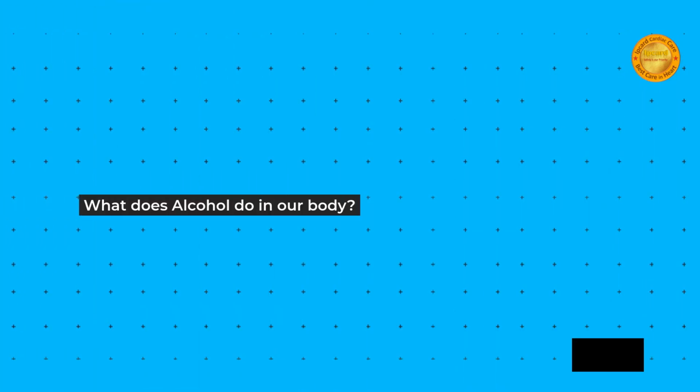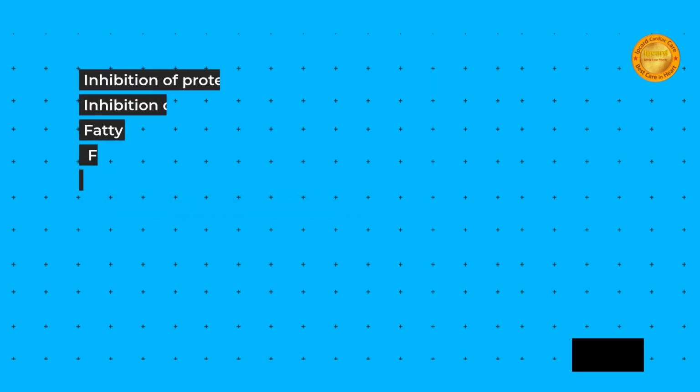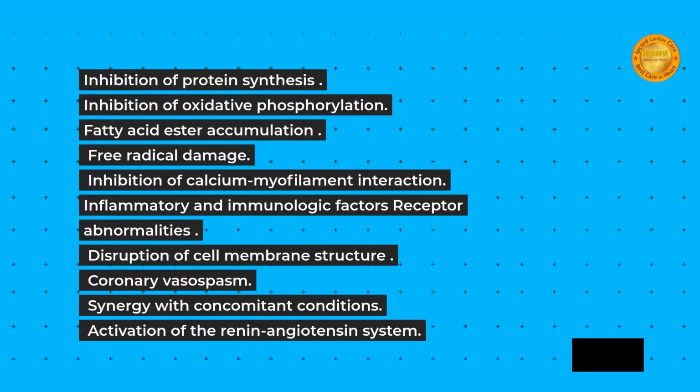What does alcohol do in our body? Inhibition of protein synthesis. Inhibition of oxidative phosphorylation. Fatty acid ester accumulation. Free radical damage. Inhibition of calcium myofilament interaction. Inflammatory and immunologic factors, receptor abnormalities. Disruption of cell membrane structure. Coronary vasospasm. Synergy with concomitant conditions. Activation of the renin-angiotensin system.